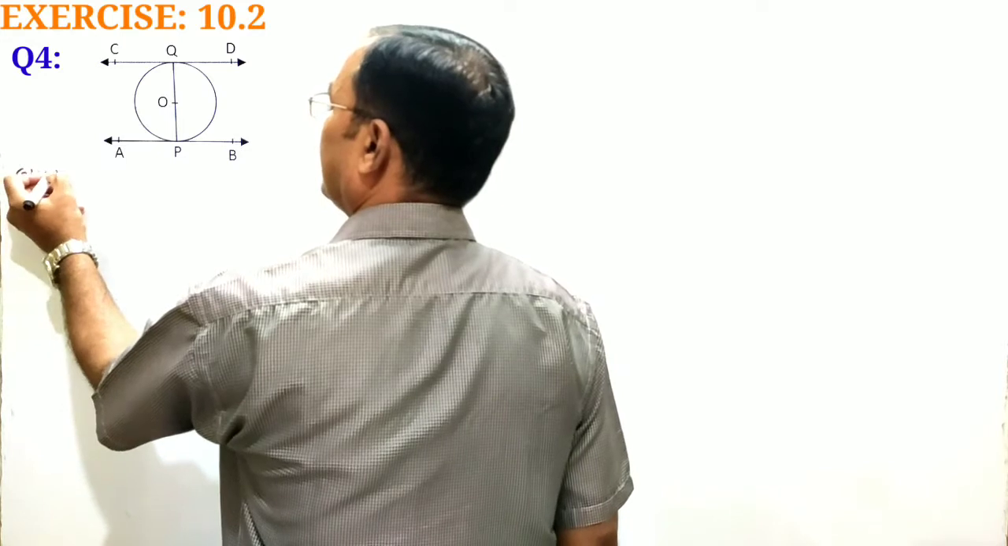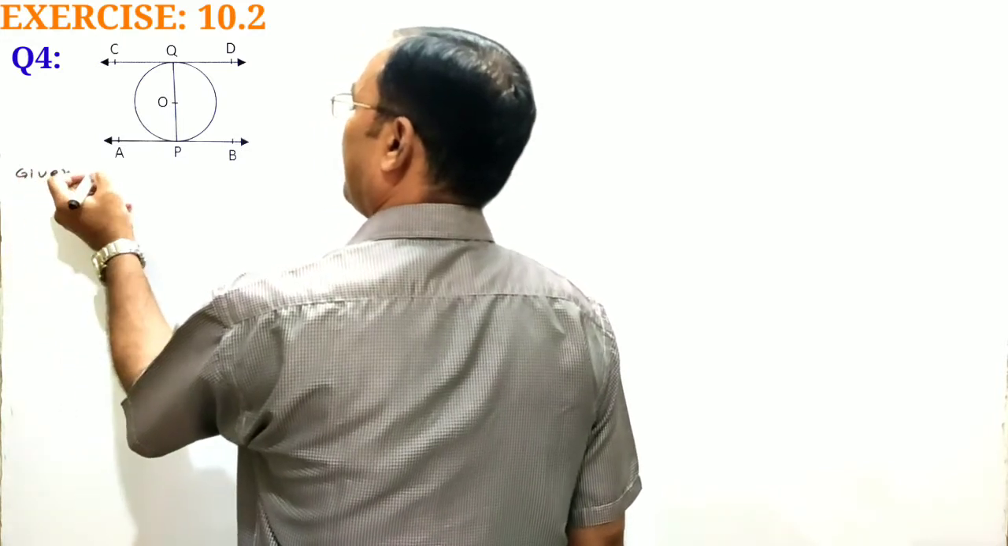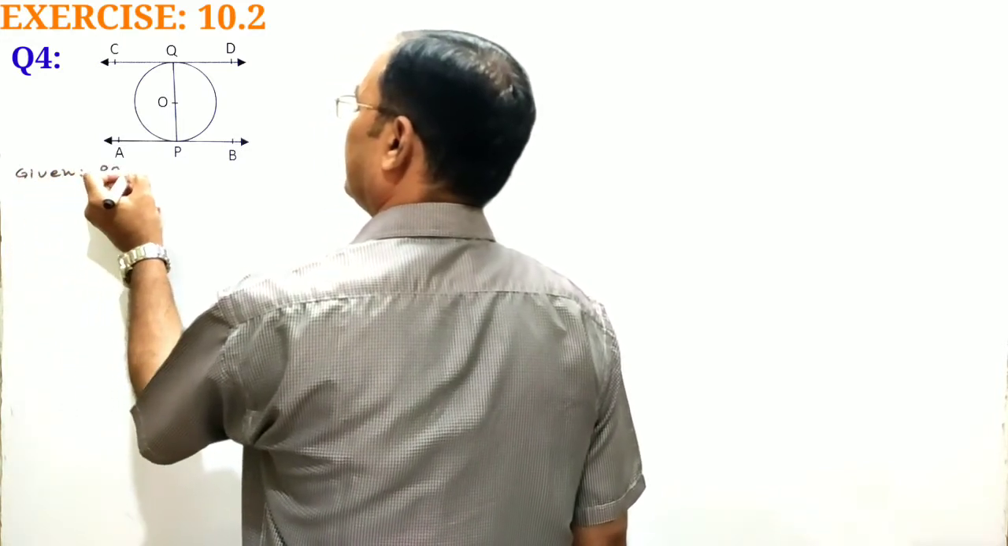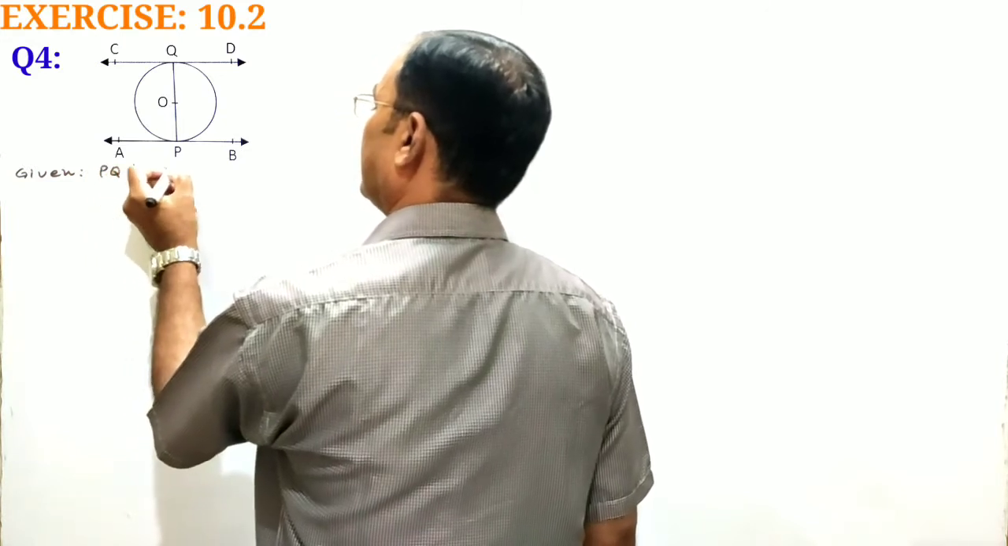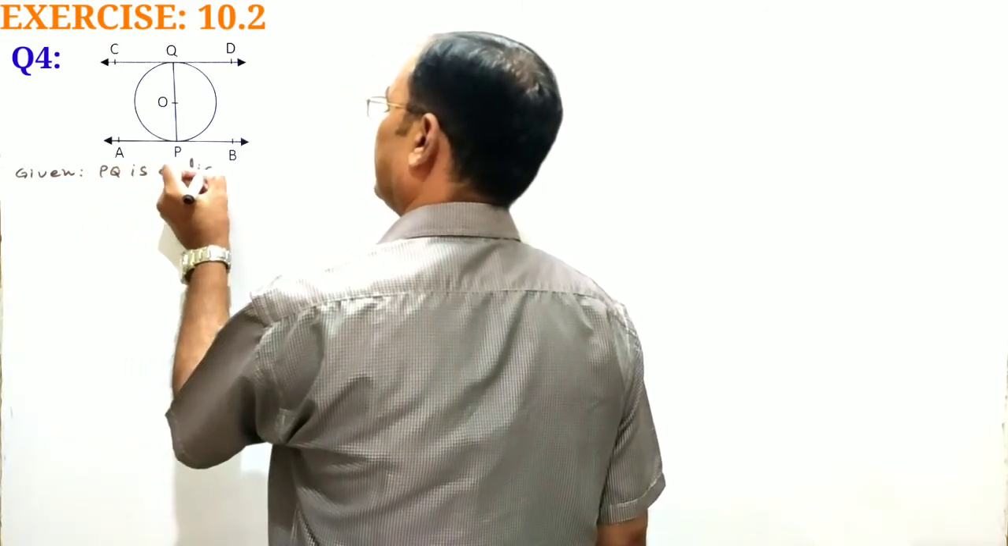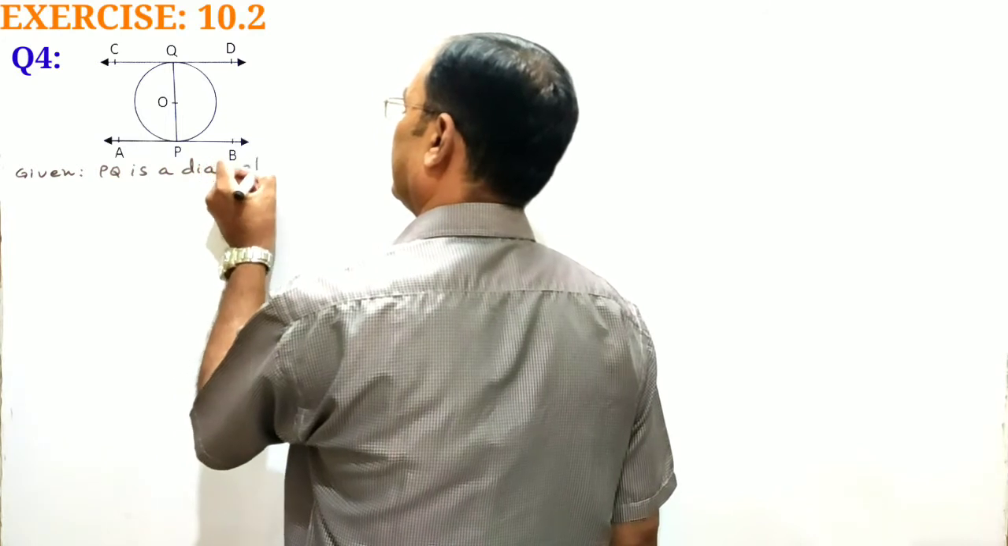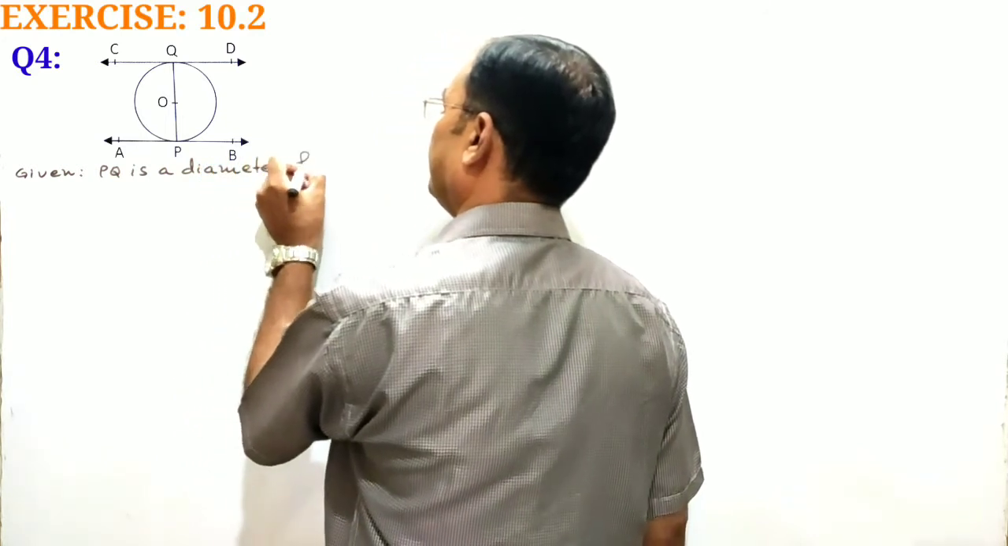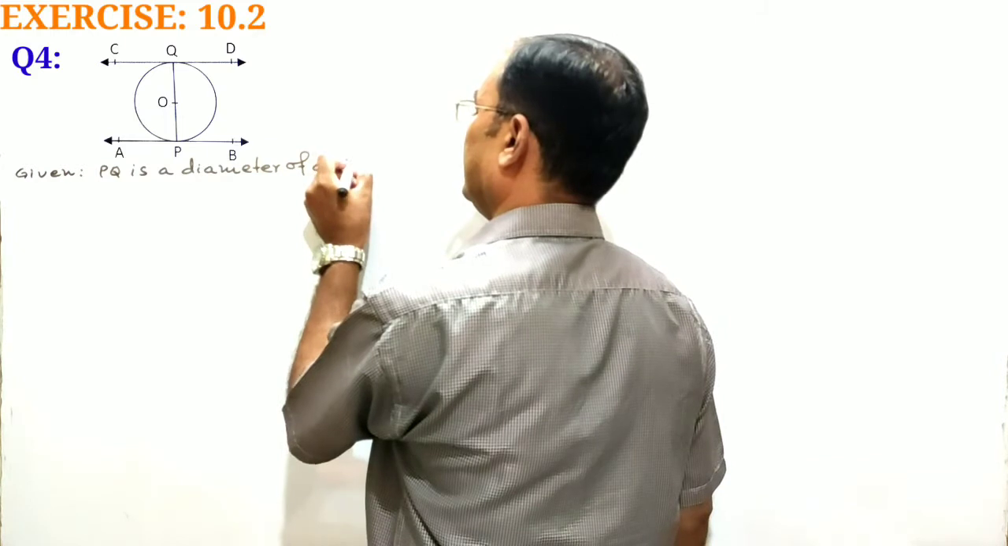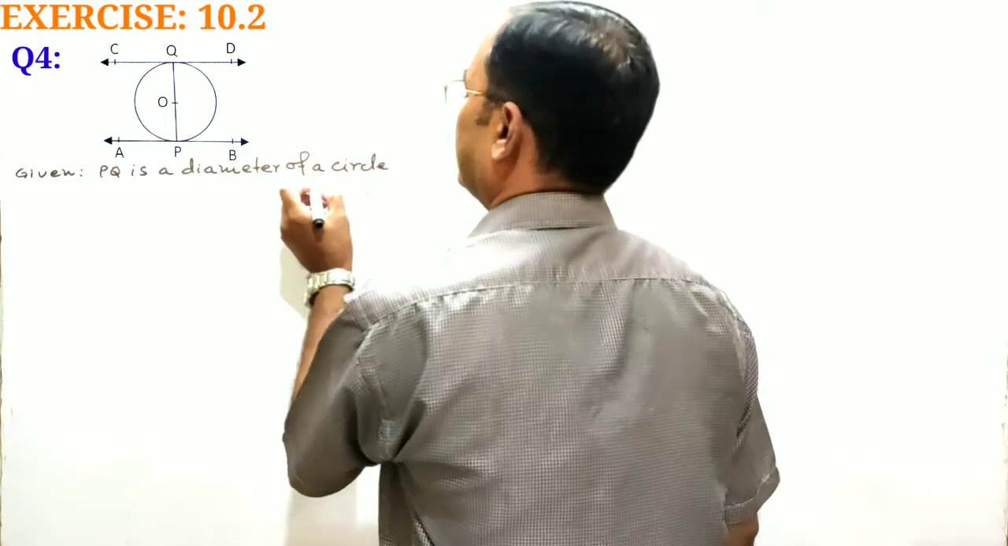So given, PQ is a diameter of a circle with center O.